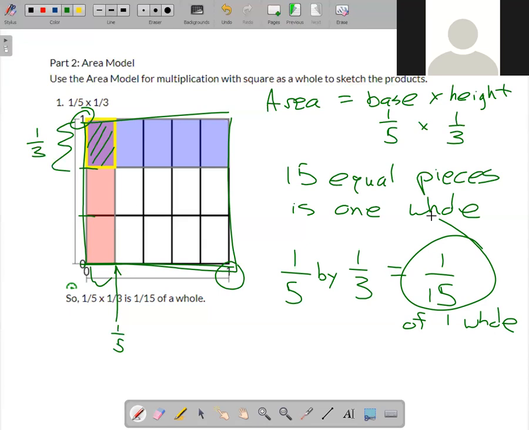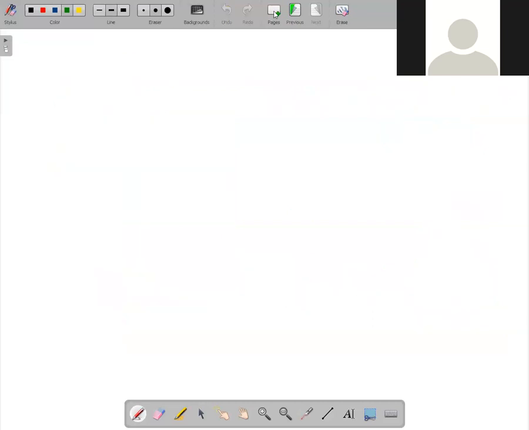Now, I picked pretty simple fractions here, 1/3 times 1/5. Once the fractions have more pieces, or if they become improper, or if they become mixed numbers, it gets harder. And I have some examples later that we're going to try in the last two examples of mixed numbers and fractions. So if you would skip down to number 4 on the second page. So this is part 2, number 4.